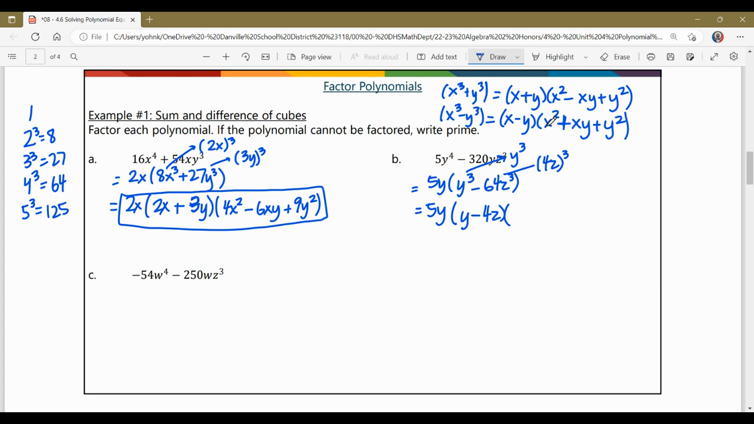Then in the next one, I have the first one squared, so y squared, plus, and then I multiply the first and the second one, so I multiply the y and the 4z to get 4yz, plus, and I take the second one squared, so 4z squared is 16z to the second. And there's our factoring.